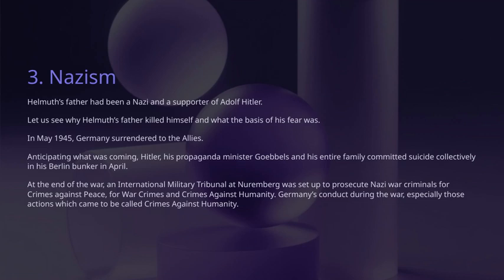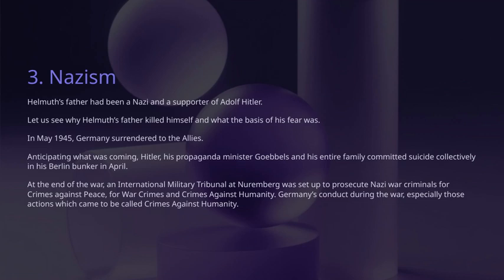Now, let's explore why Helmuth's father chose to take his own life. The key reason was the collapse of Nazi Germany at the end of the war. In May 1945, Germany officially surrendered to the Allies, marking a devastating defeat for the Nazis. Leading up to that, Hitler, along with his propaganda minister Goebbels and their families, made the tragic decision to commit collective suicide in April, right in Hitler's Berlin bunker. This was an act of despair and a desire to avoid capture. After the war, the Allies established the Nuremberg trials, a significant moment in history.